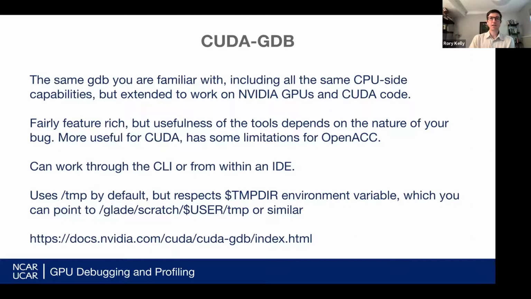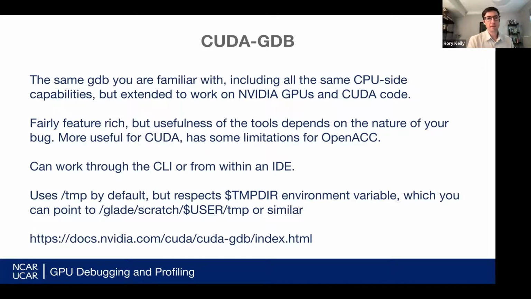It's very feature rich, but depending on the type of bug you have, not all of those features will be particularly relevant for you. Again, it works better for CUDA than for OpenACC, although it does, at least in certain cases, work pretty well for both. But it would be my go-to if I had a CUDA problem, whereas if I had an OpenACC problem, I don't know that I'd start with CUDA-GDB.